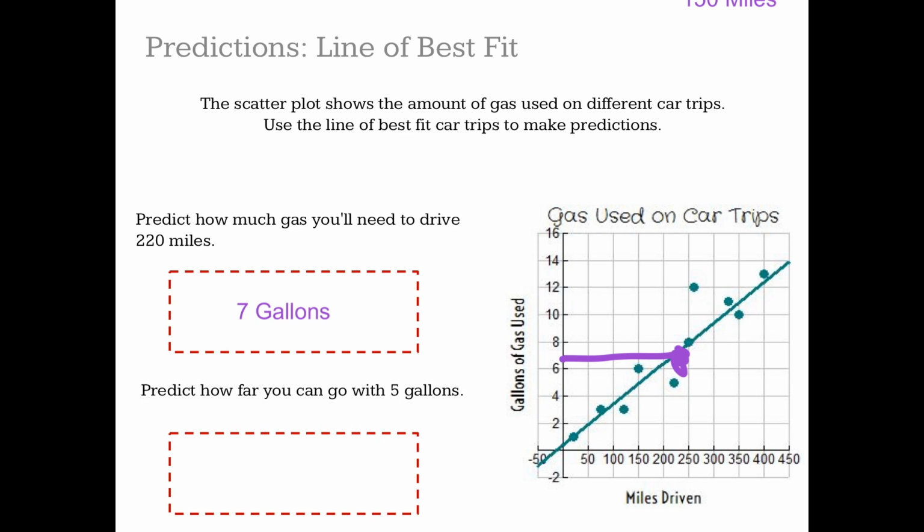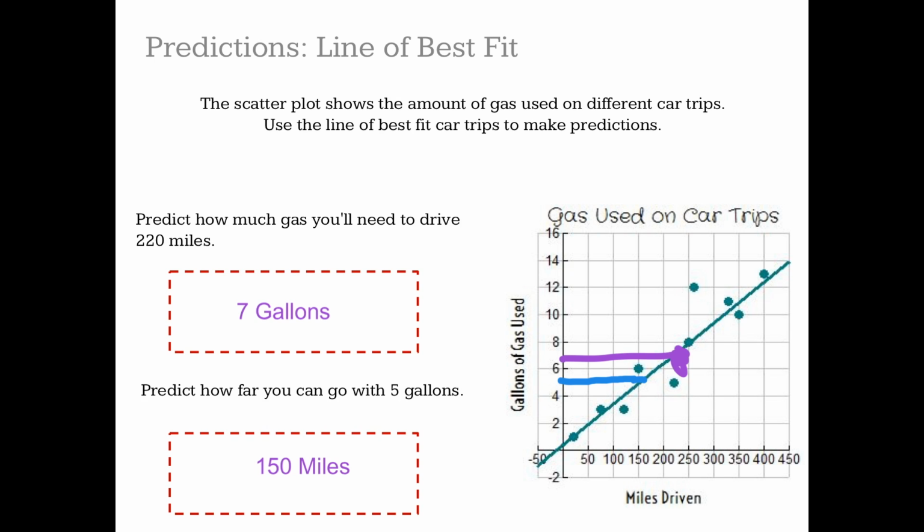So the second question asks, predict how far you can go with 5 gallons. Again, I'm going to go over to where I might be looking at 5 gallons of gas, and I've got 5 gallons of gas right here, and I'm going to draw it over to my line of best fit to see about how many miles I could drive. And it hits right about the 150 mile mark, maybe a little bit more. So I'm going to say 150 miles.